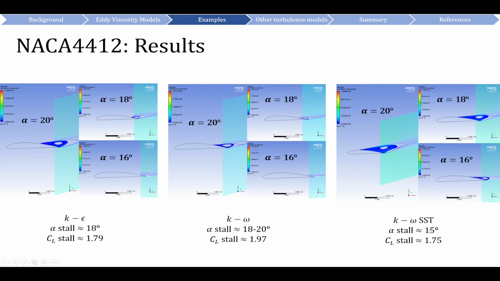So the K omega SST model seemed to closely predict the stall angle of the airfoil, and also we can see that at 16 degrees it's the only model here that predicts a lot of recirculation at the top part of the airfoil, whereas the K omega and K epsilon model don't.